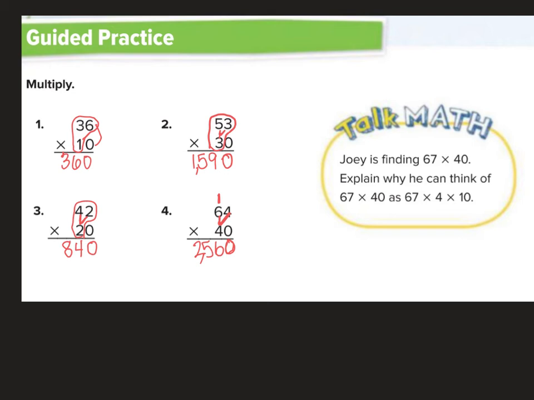Okay, so every single time I should do it in a different color. Because we're multiplying by a multiple of 10, which means counting by tens, 10, 20, 30, 40, 50, 60. If I'm multiplying by any of those, my 0 goes in the ones place, and then I just multiply the tens place by the ones above it, and the tens place by the tens above it. Okay, let's do some more.